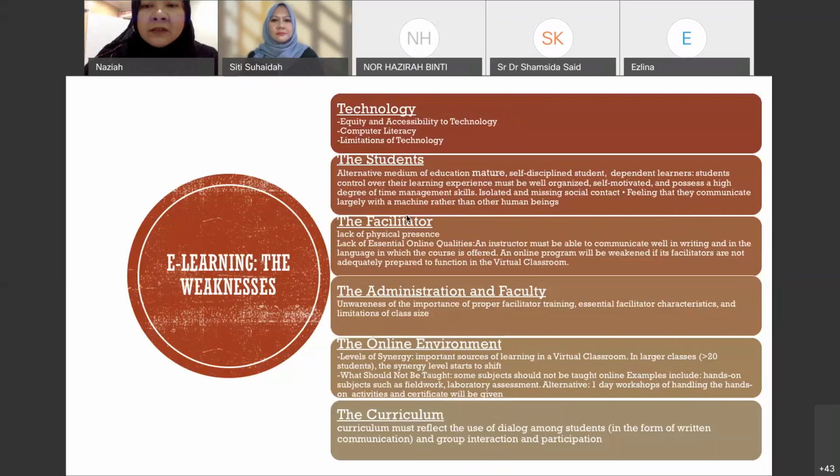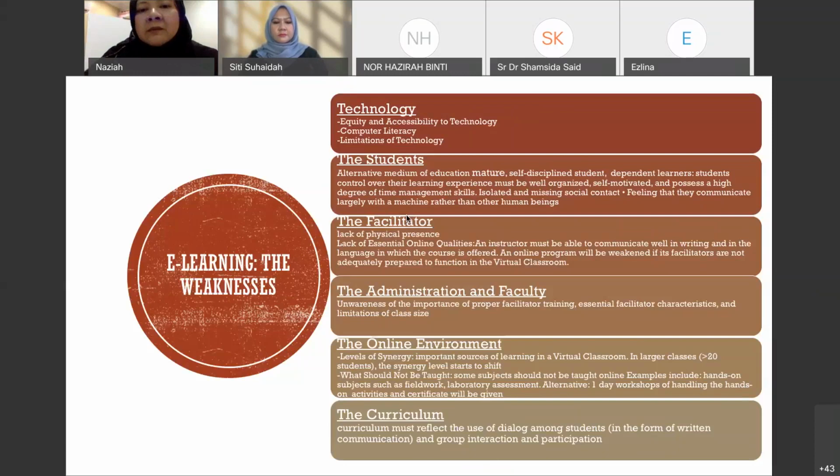As an alternative, in UiTM, in HBP, we propose to have a one-day workshop of handling the hands-on activities every semester. So after the workshop, we will give the certificate which can approve, which can have similar activities, the collaboration with the industry.